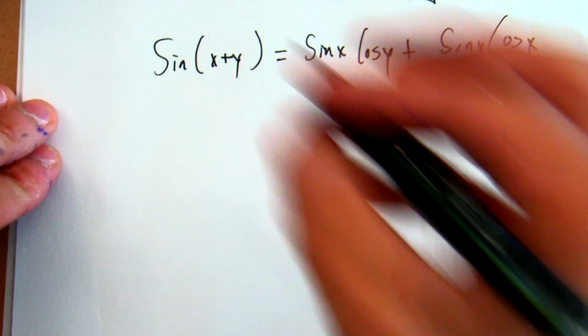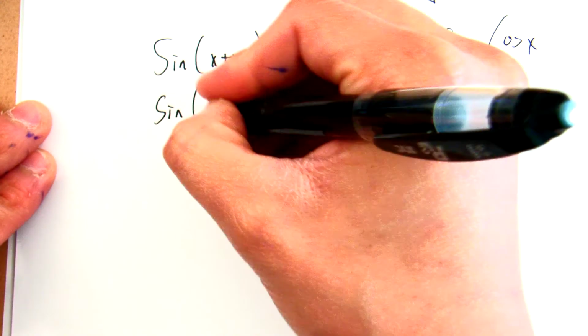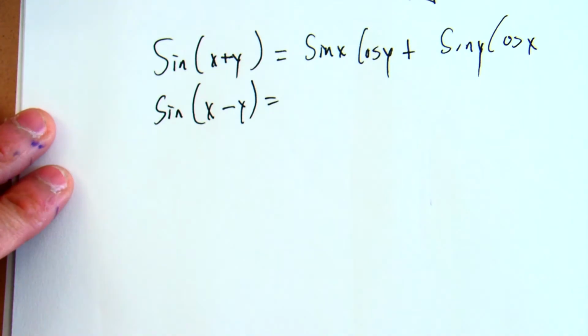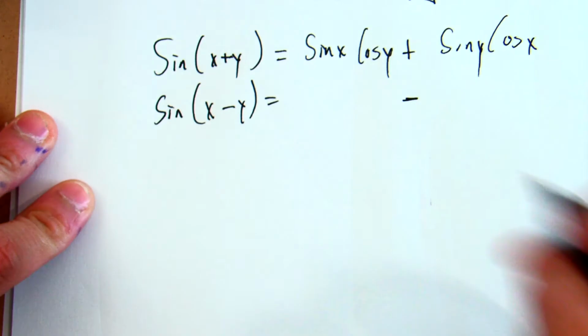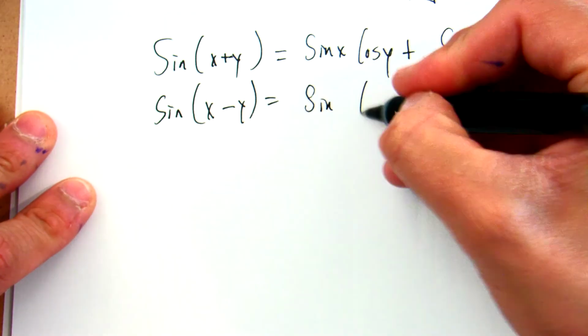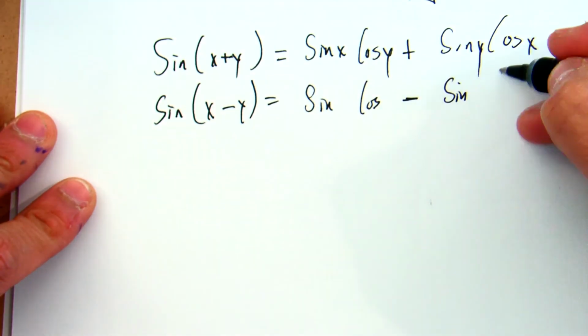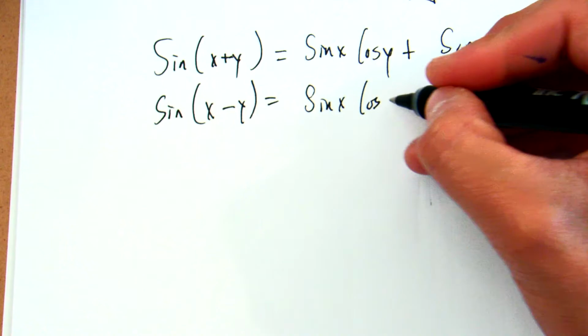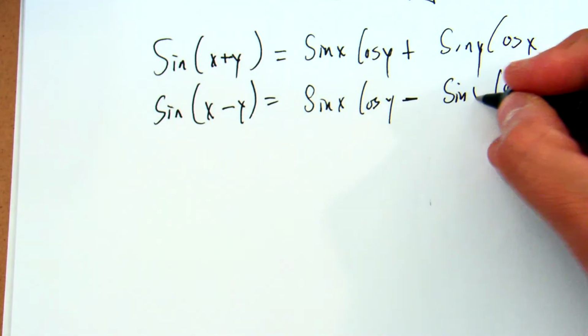The difference one looks like this. It's sine of X minus Y. What does that look like? Again, sine keeps the sine, so it's minus. And then you put sine, cosine, sine, cosine here. And then you go ahead and fill in your angles. The first one is X, the second one's Y. And then you interchange these as Y and X.